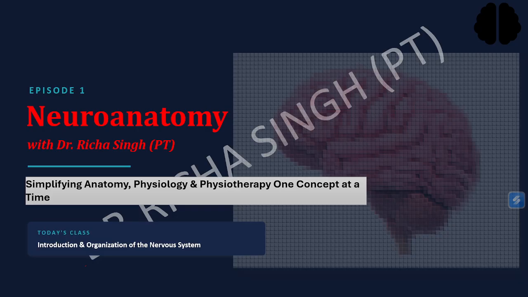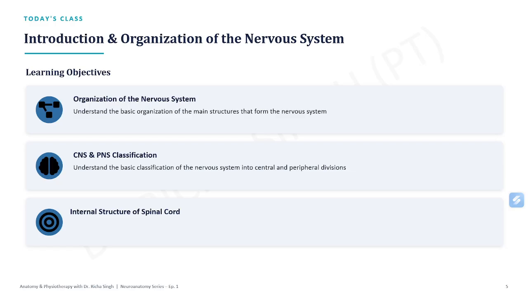So, in this series of today, I'll be starting with neuroanatomy. In today's class, I'll be talking about introduction and organization of the nervous system. What you can expect in this series is how is the nervous system organized, wherein I'll be talking about the basic organization of the nervous system, the main structures that form the nervous system, how the nervous system is classified into a central nervous system, that is the CNS, and a peripheral nervous system, that is the PNS, and what is the internal structure of the spinal cord.